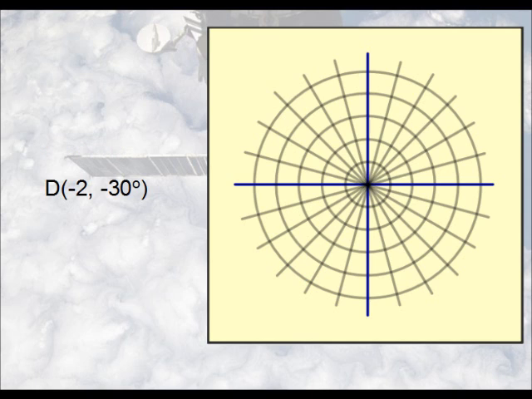One more for you. How about point D being at -2, -30? Again, just as before, the negative radius is telling you go left first, and then, since it's a negative angle, we rotate clockwise. So in that direction, essentially, that's what we're looking for right there.